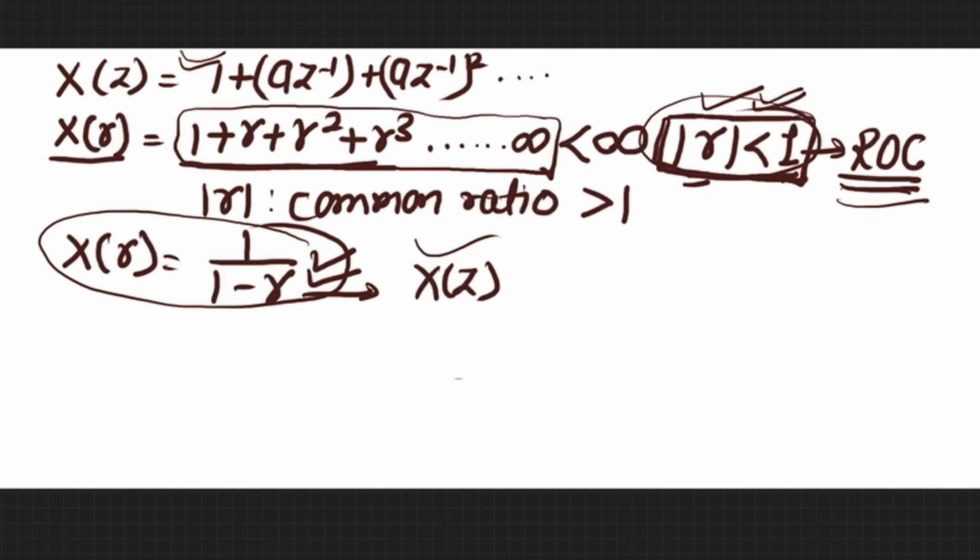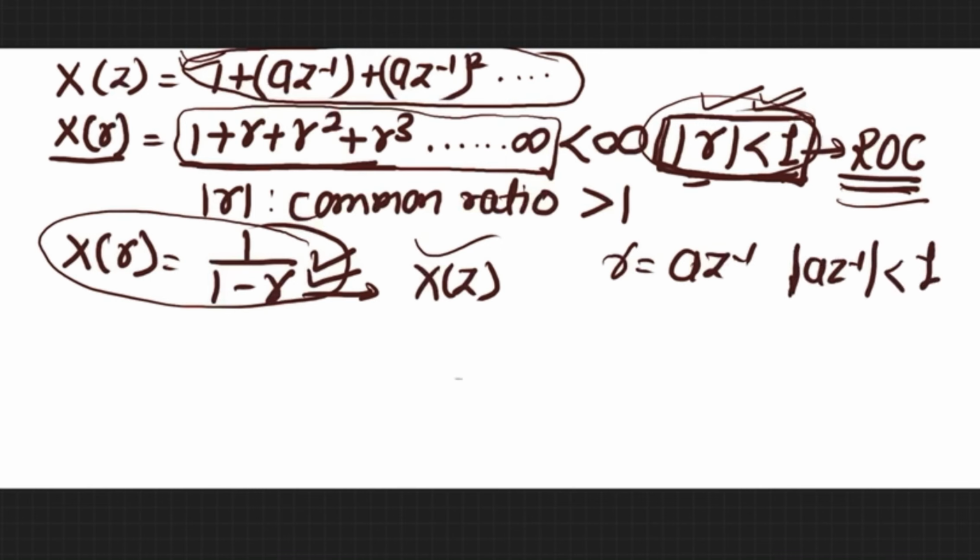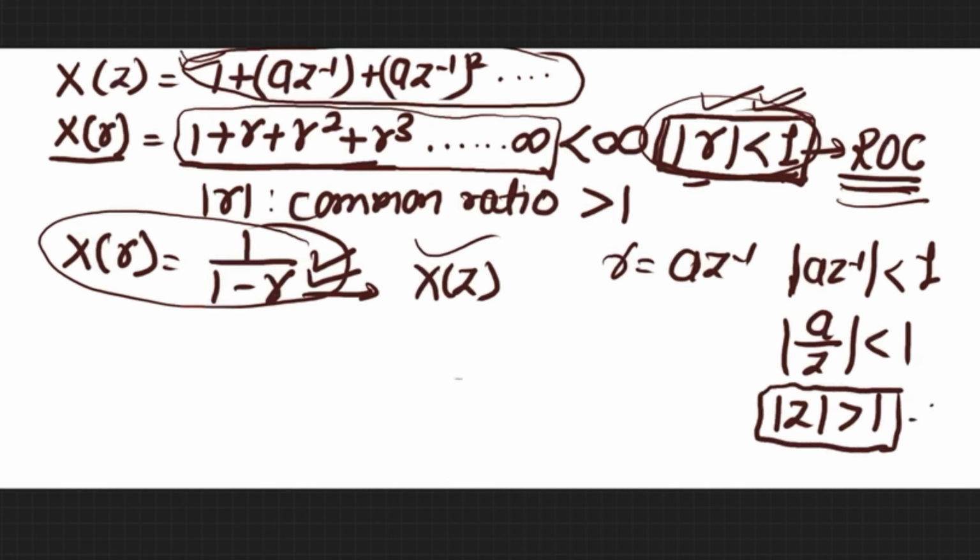Now we are going to use these things. In our series, as you can see, the value of common ratio is az inverse. So for getting the finite result, r should be less than 1. So the value of az inverse should be less than 1. That means a upon z should be less than 1, or the value of z should be greater than a. This defines the region of convergence. This is our ROC for the given numerical.